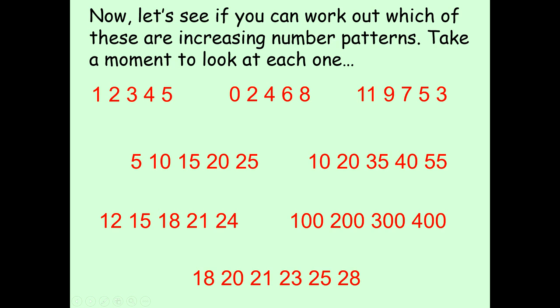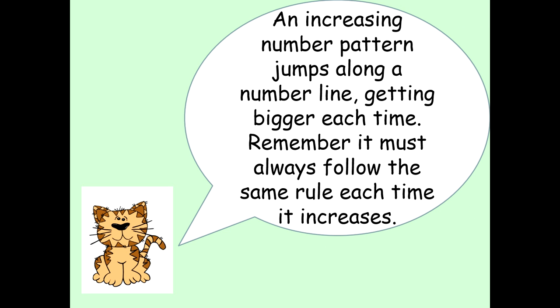And the last one we have down here, we're at 18 to 20 plus 2, 20 to 21 plus 1, 21 to 23 plus 2, 23 to 25 plus 2. Then we've got plus 3 to 28. So again, the rule for this pattern is not repeating. How did you get on? So, an increasing number pattern jumps along a number line, getting bigger each time. Now remember, with all patterns, it must always follow the same rule each time that it increases in number.